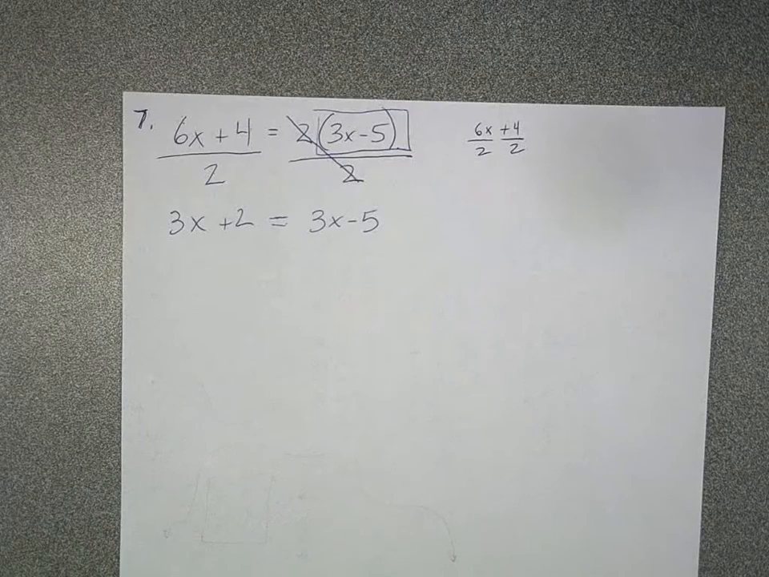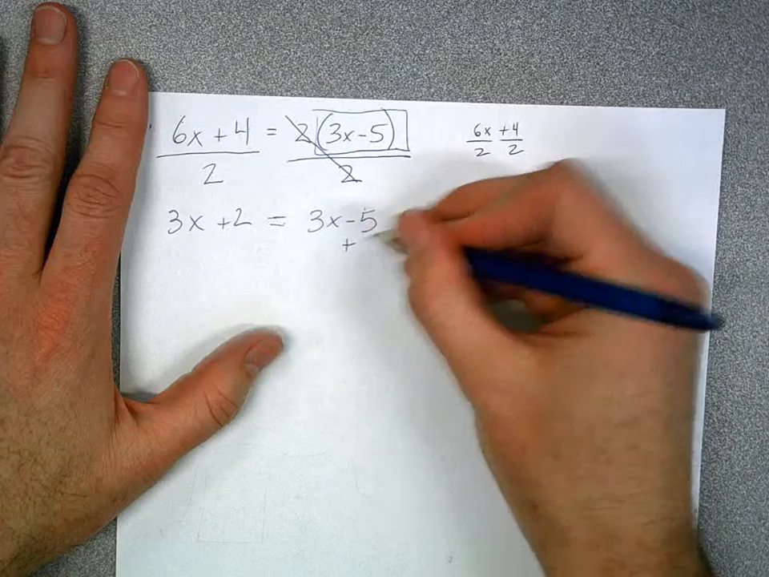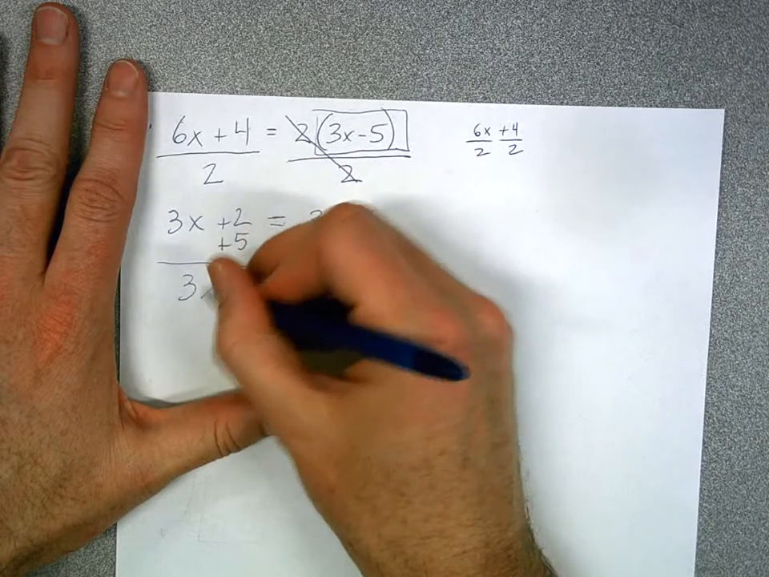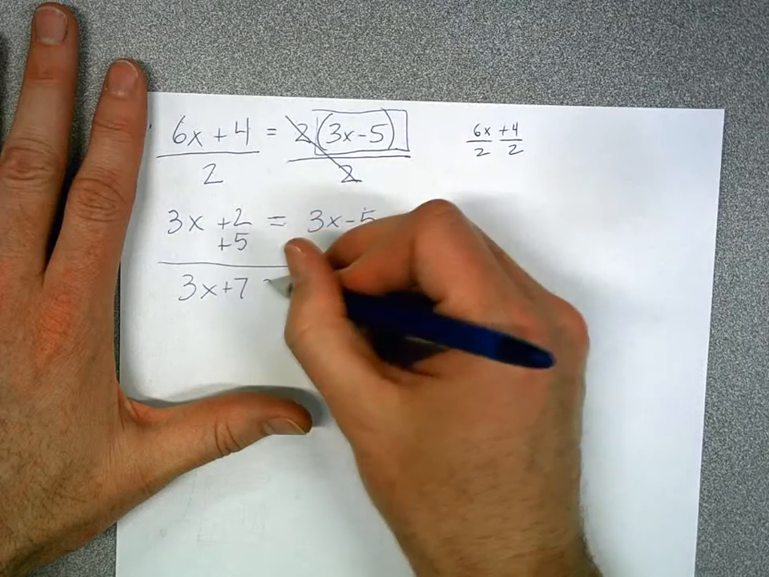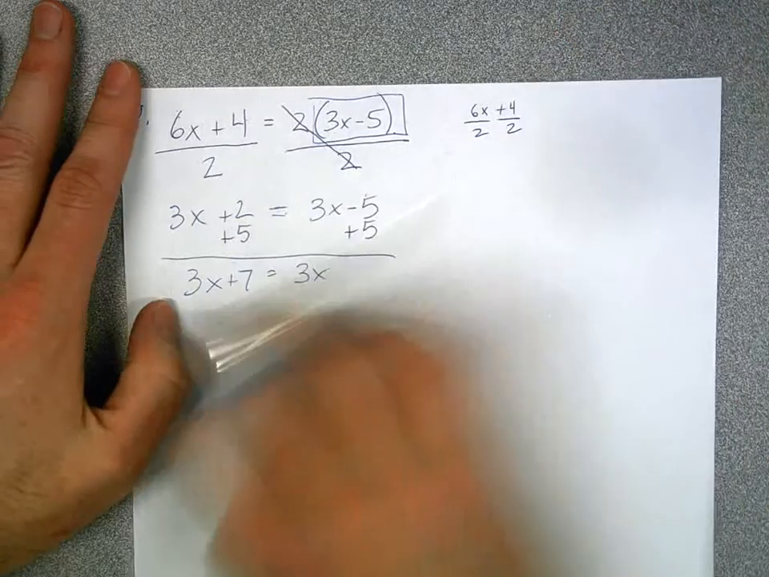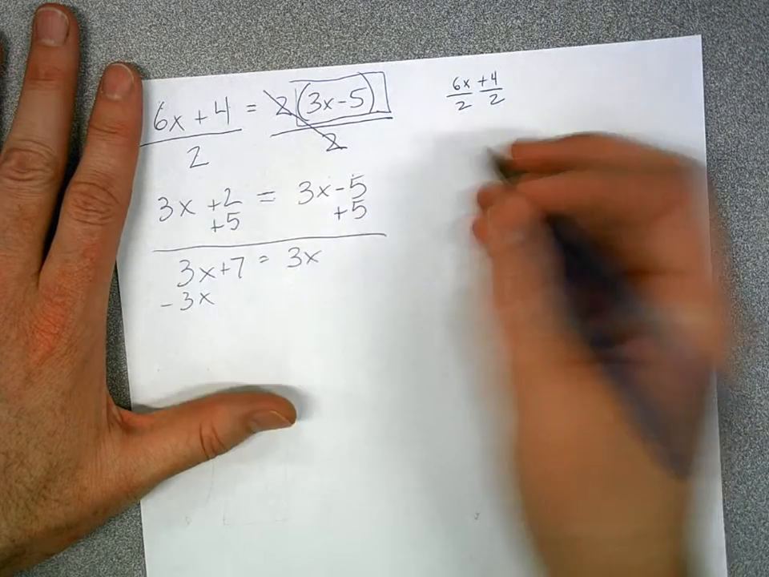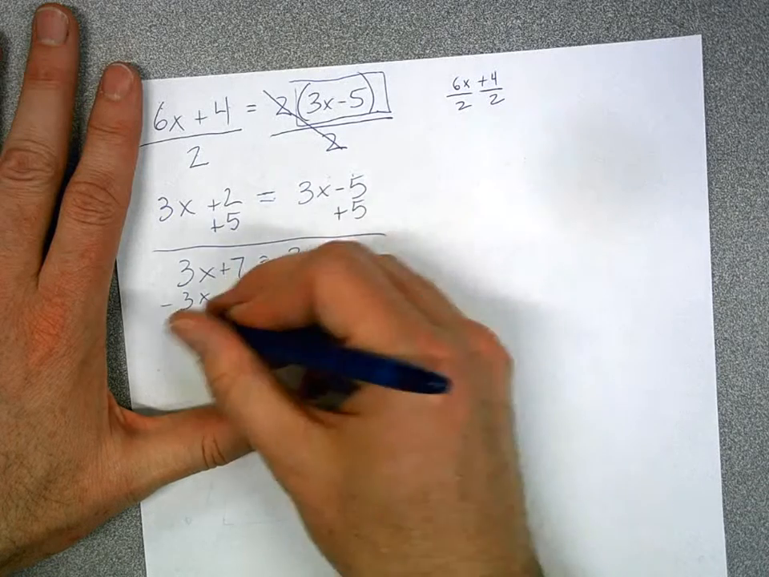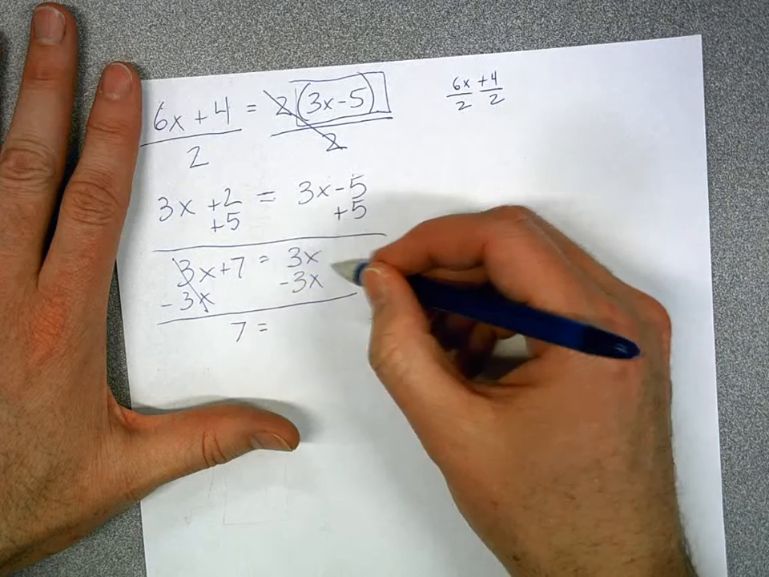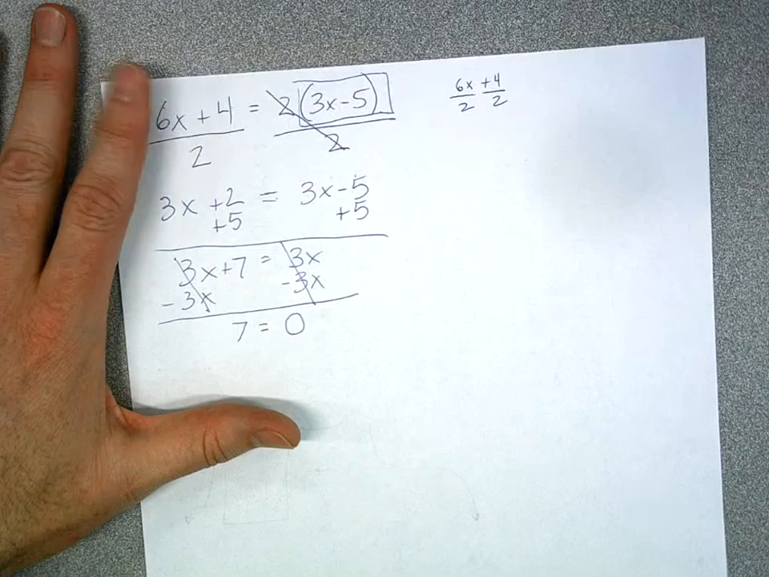Okay, here we go. I'm going to take this constant of 5 and add 5 to both sides. So we end up with 3x plus 7 equals 3x. Then I can take my variable term, a positive 3x, and subtract 3x from both sides. That cancels. We get 7 equals, and look at this. 7 equals 0.